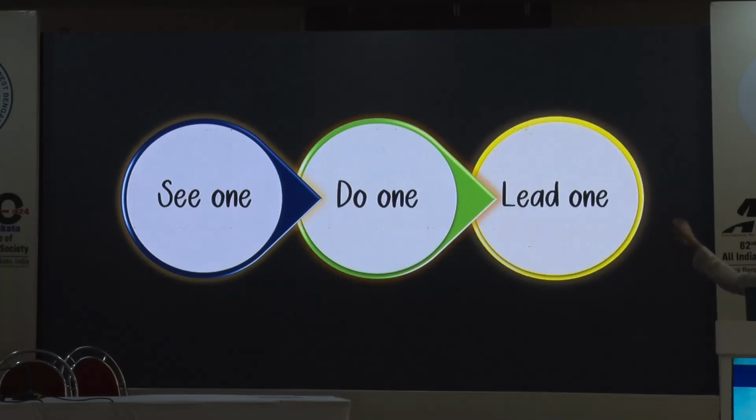Next is do one. This is the middle third of your fellowship where you're actually put in the task bar where you have to perform, and you have to make sure that you're doing it right based on whatever you have seen before. And the third part is the lead one part, where now you kind of have to lead the rest of the crowd. So these are the 3 parts of the fellowship, and I will be taking 3 scenarios from the 3 different parts of a fellowship.